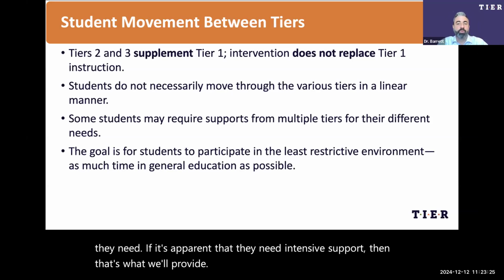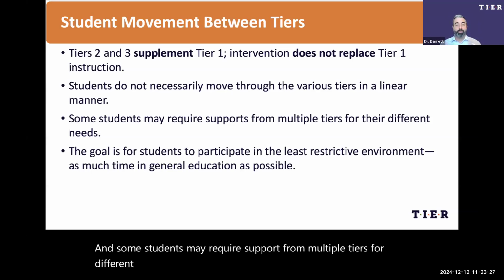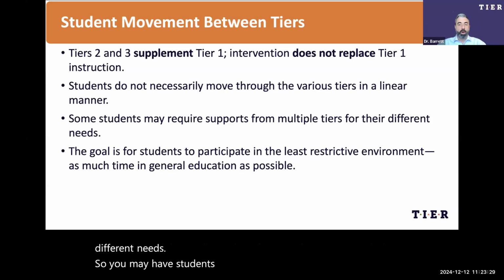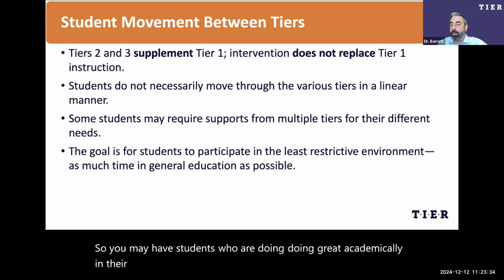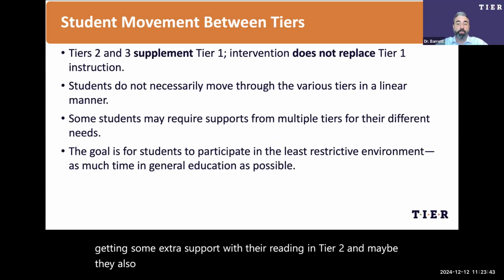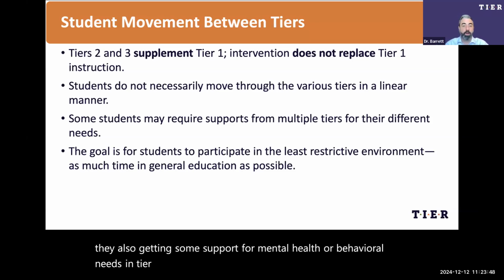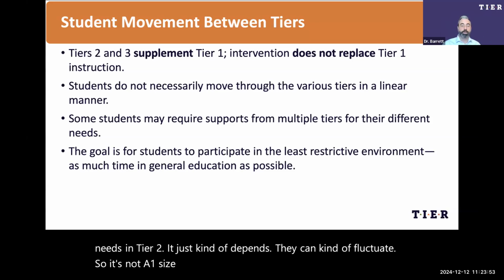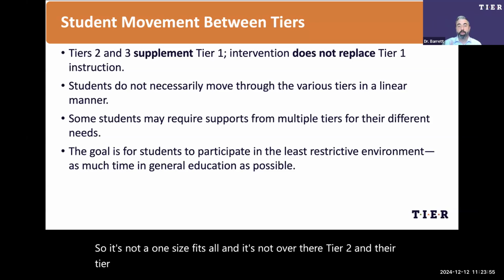And some students may require supports from multiple tiers for different needs. So you may have students who are doing great academically in their math, and Tier 1 universal is what they need. They might be getting some extra support with their reading in Tier 2, and maybe they are also getting some support for mental health or behavioral needs in Tier 2. It just kind of depends, they can fluctuate. So it's not a one size fits all, and it's not, oh, they're Tier 2 and they're Tier 2 for everything. It's really about the individual needs of that student.